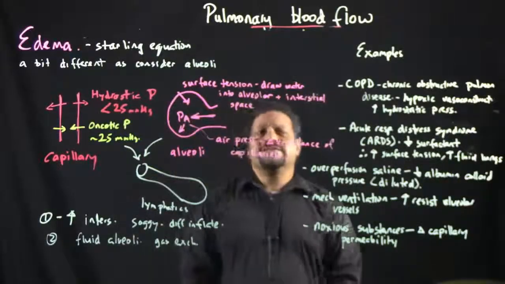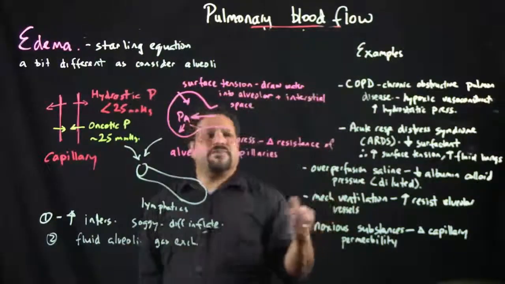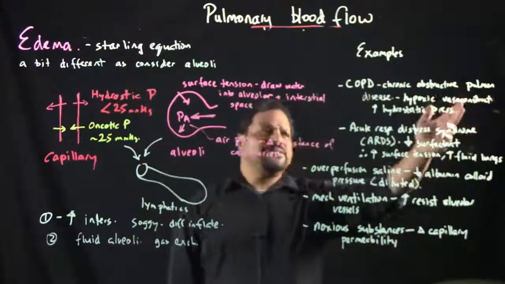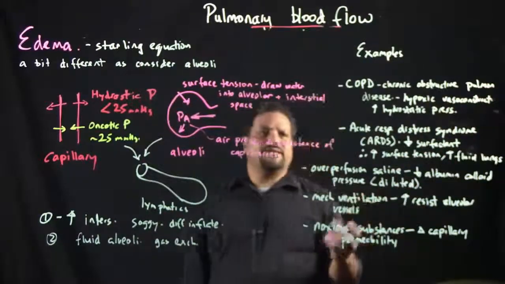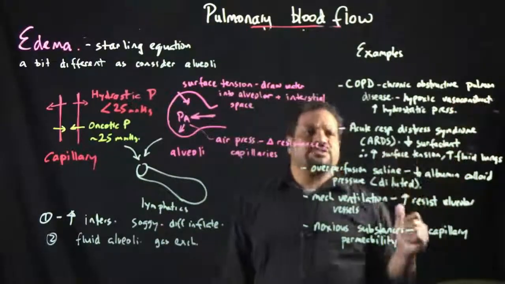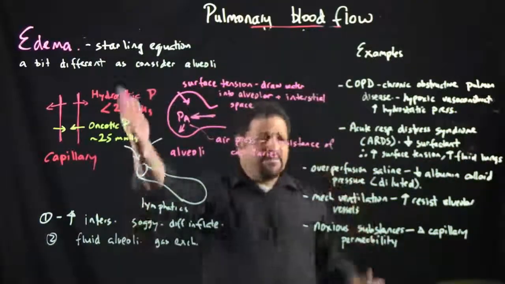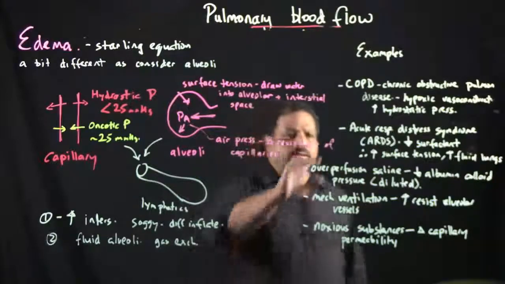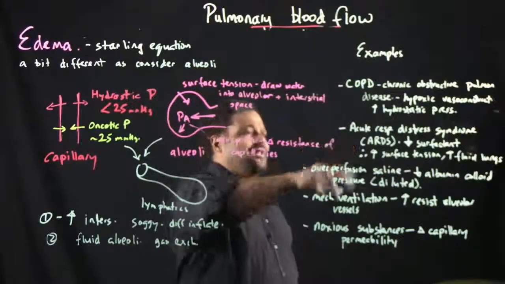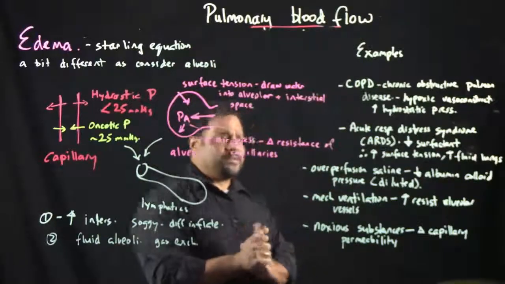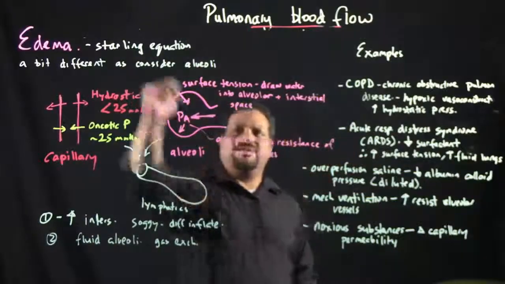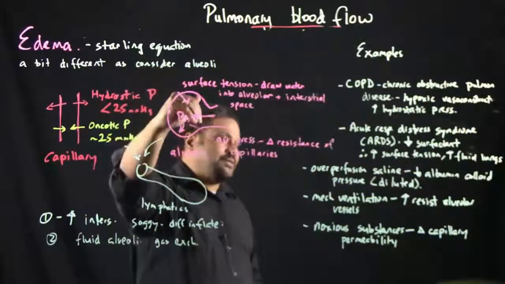Okay, so let's look at some examples that can cause edema. COPD, chronic obstructive pulmonary disease: basically, you don't get enough oxygen into the alveoli and you have hypoxic vasoconstriction. You increase the hydrostatic pressures and you have edema. Acute respiratory distress syndrome, ARDS: you have a decreased amount of surfactant, typically in premature infants. You're going to have an increase in surface tension, and that increase in surface tension is going to pull fluid into the lungs.